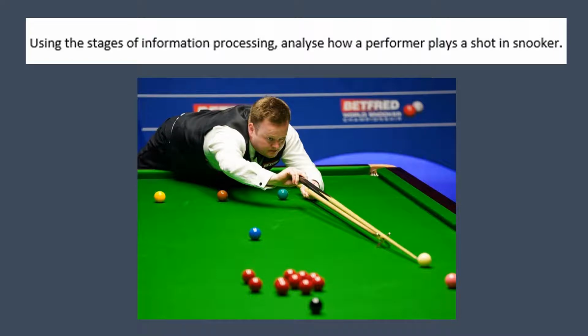Using the stages of information processing, analyze how a performer plays a shot in snooker. This is a 6 mark question, and as is the case with all 6 markers, we can get a maximum of 1 mark for AO1, which is our application of knowledge, a maximum of 2 marks for AO2, which is our explanation or examples, and a maximum of 3 marks for AO3, which is our evaluation and link to performance.